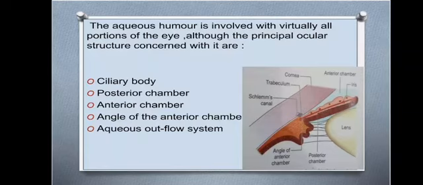The aqueous humor is involved with virtually all the portions of the eye, although the principal ocular structures concerned in it are the ciliary body, posterior chamber, anterior chamber, angle of the anterior chamber, and aqueous outflow system.